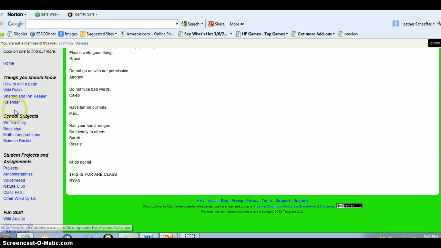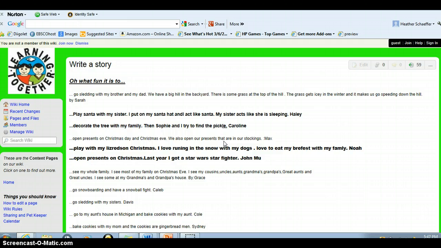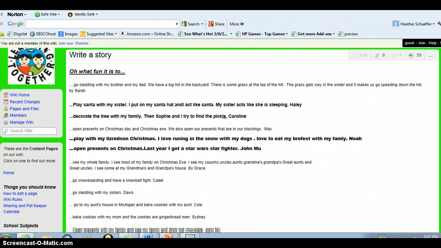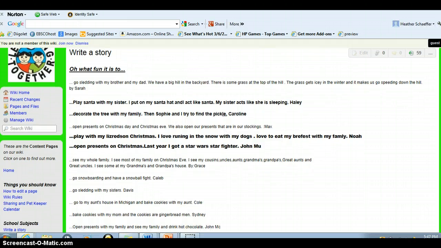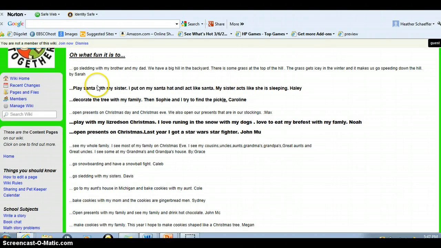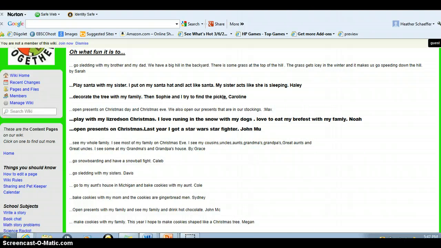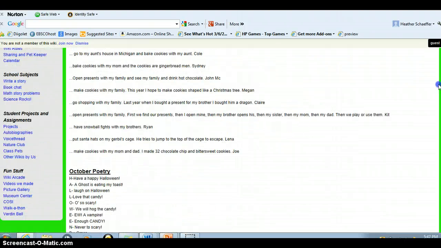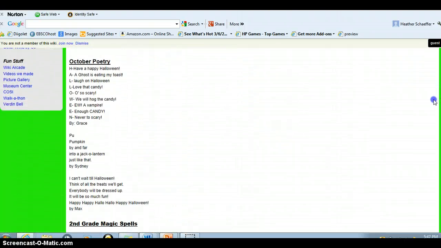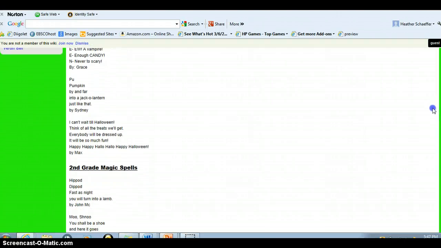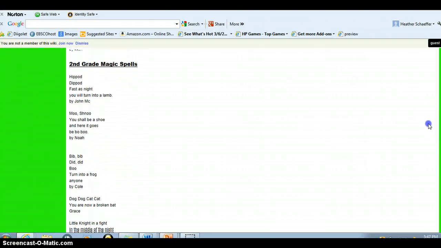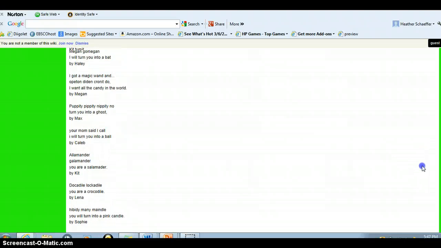Let's see. So now some activities. So writing a story. Here's the way to finish a story. So she wrote, "Oh, what fun it is to," and they had to finish. Some students wrote one sentence, some students wrote a few sentences. Obviously, with the older students, you'd want them to write more. She has some poetry on here that they've written that they would like to share. They wrote magic spells that they're sharing.